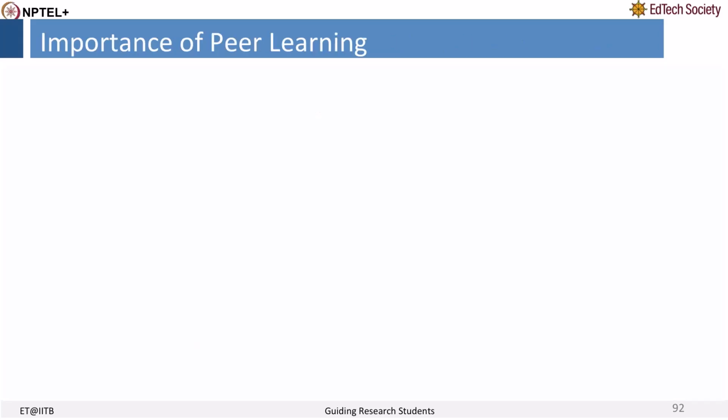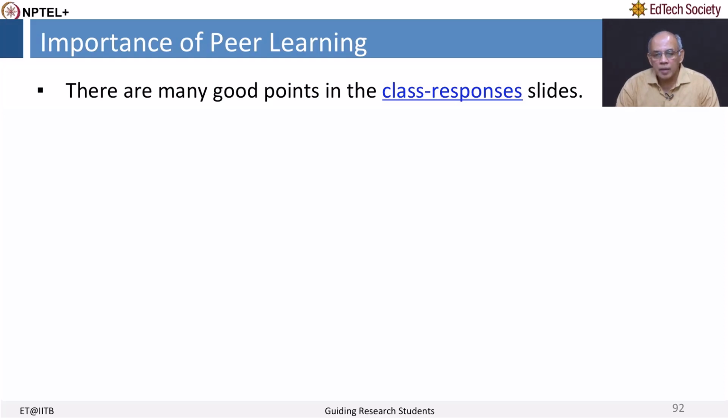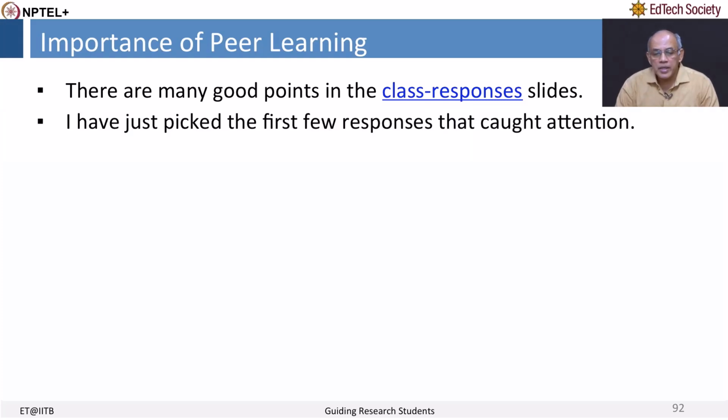Okay. So now why have we looked at these responses? In order to stress the importance of peer learning. If I were to only make these slides and talk about the various positions on the continua, I am not going to be able to capture all such responses. There are many good points in the class responses slide. I have just picked the first few responses that caught attention.